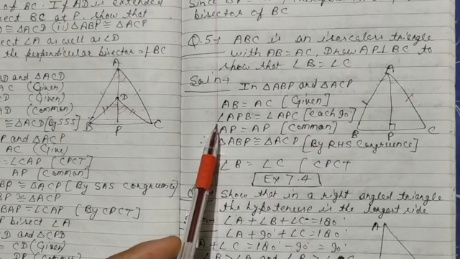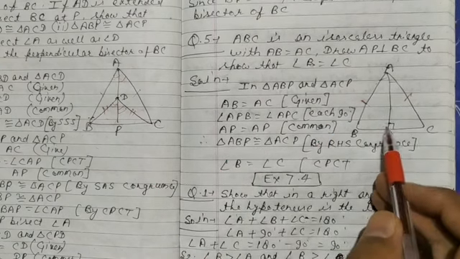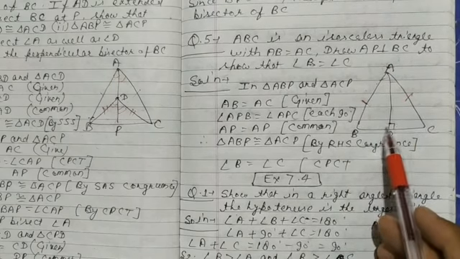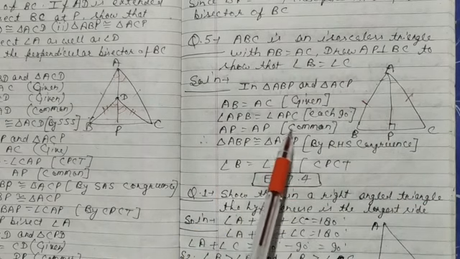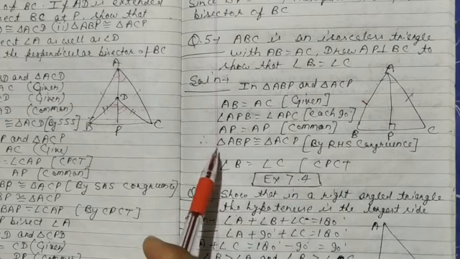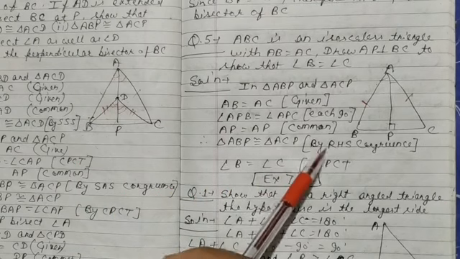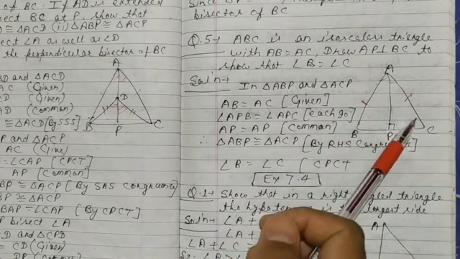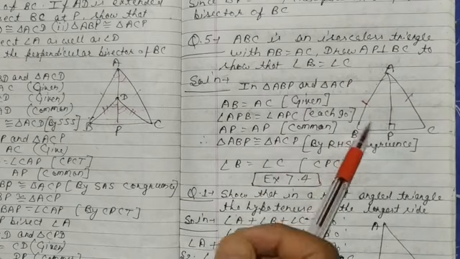Second thing, angle APB equals angle APC, each 90 degrees, because this is perpendicular. So the value of both angles is 90 degrees, and AP equals AP. This is common. So we can say triangle ABP is congruent to triangle ACP, and by which rule? By the RHS congruence rule. Both triangles are congruent. So we can say angle B equals angle C by CPCT.